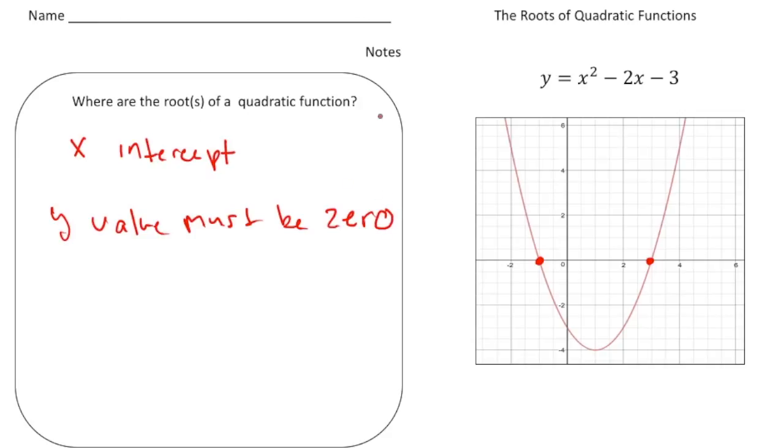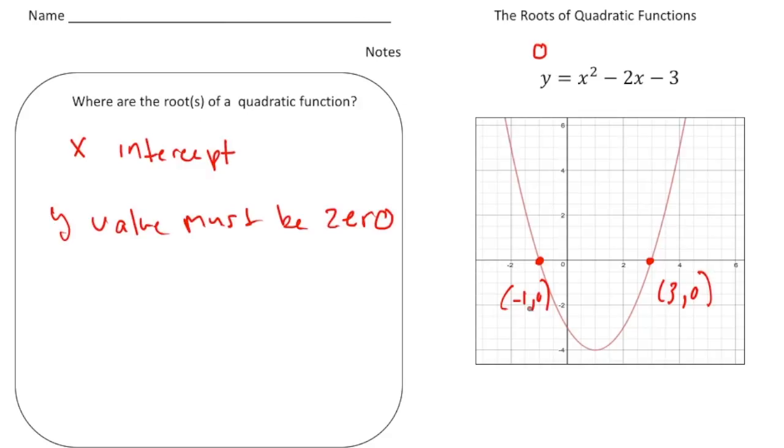All right, and the big idea of this is, when the y value is 0, these locations will actually give you the solution to the value of x. So here we have a value of x of -1 and y is 0, so -1 and 0. And here we have an x value of 3 and 0.